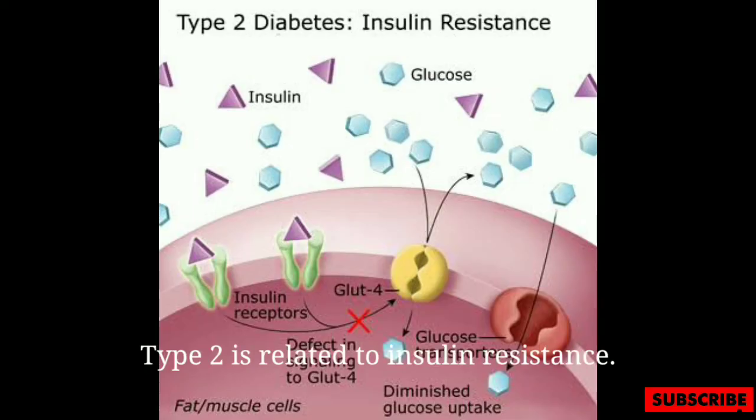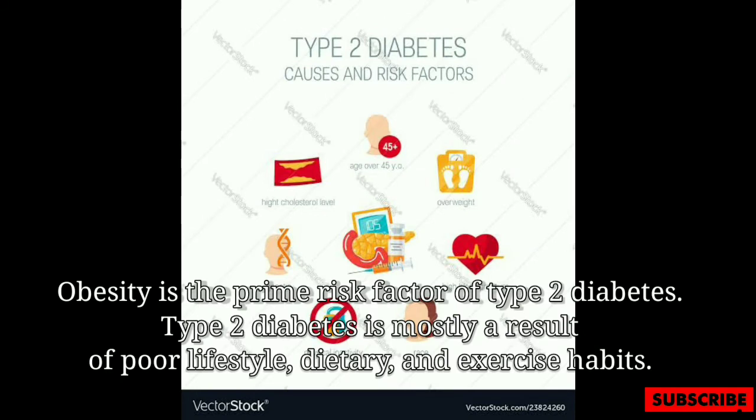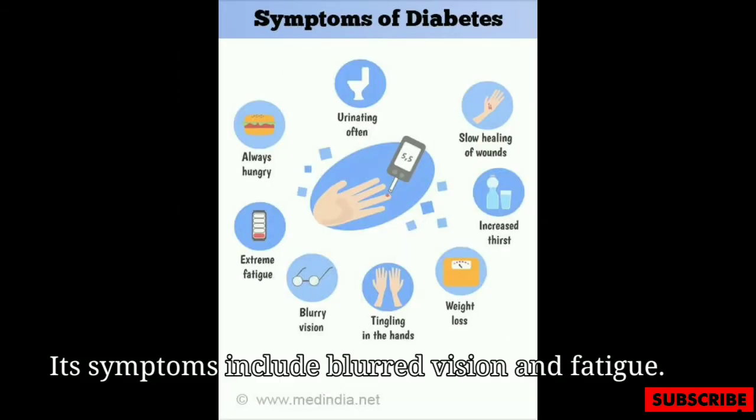Type 2 is related to insulin resistance. It is usually suffered by older people, but lately, this type occurs more frequently in younger people. Obesity is the prime risk factor of type 2 diabetes. Type 2 diabetes is mostly a result of poor lifestyle, dietary, and exercise habits. Its symptoms include blurred vision and fatigue.